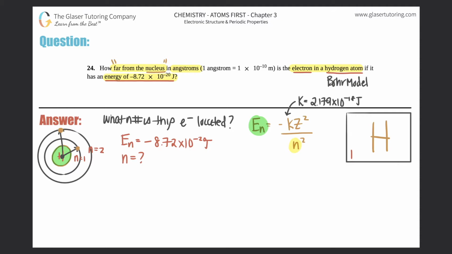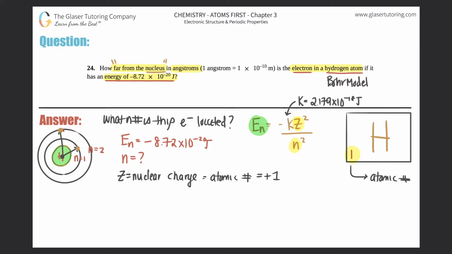So that means that we must know z, right? And what does z represent? Z is the nuclear charge, aka the charge of the nucleus. And the charge of the nucleus comes from the atomic number. So the atomic number of hydrogen is 1, which means that it has 1 proton. So the Z here would just be a plus 1. That would be the charge of the nucleus.